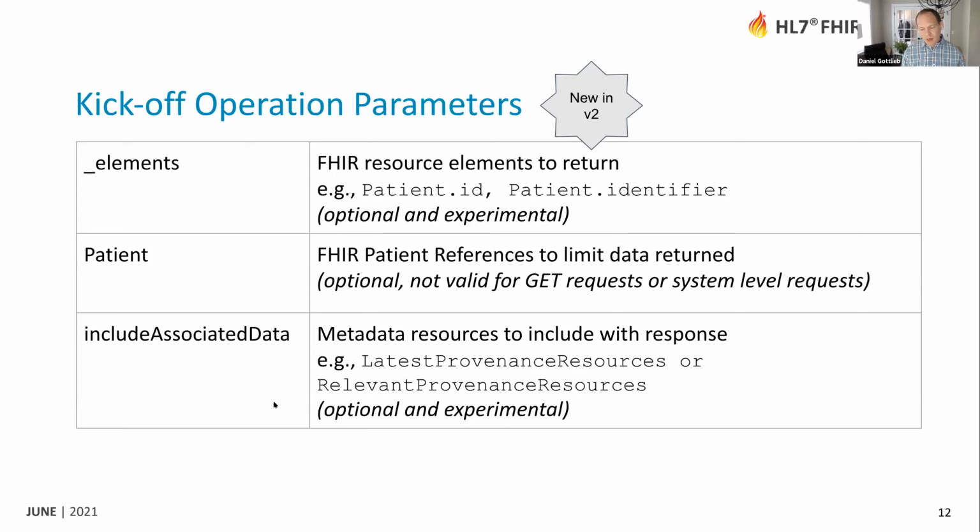So in the US CDI data set, provenance is one of the resources that many servers are going to have to return to meet US regulations. And so this parameter has an initial value set that lets the client indicate whether it wants all provenance resources, just the latest resources, or only resources that are related to the FHIR resources that are being returned. So some ways to kind of limit the metadata associated. And this is an extensible value set. So if there's other types of metadata that a server wants to allow clients to opt in or out of, that can be added here as well.